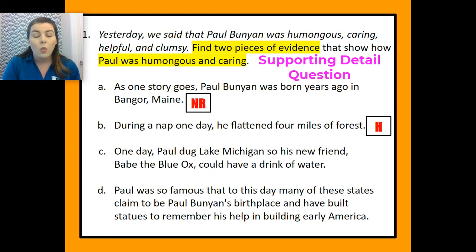Let's look at C. One day, Paul dug Lake Michigan so his new friend, Babe the Blue Ox, could have a drink of water. Does that show that he was humongous?